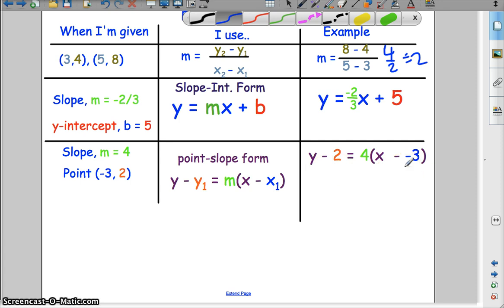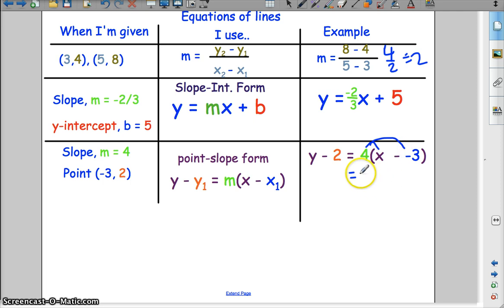We're going to go ahead and take that step further because that's kind of messy and we want y to be by itself. So we can go ahead and distribute, use our rainbows here. So we have 4x. Now this minus a negative becomes a positive, so it's going to be plus 12. And then we still have y minus 2 over here. And we can go ahead and add 2 to both sides. And then we end up with y equals 4x plus 14 would be our equation. So that's what we would end up with.